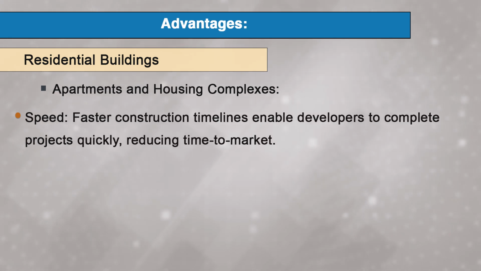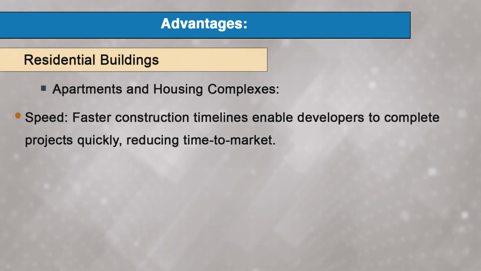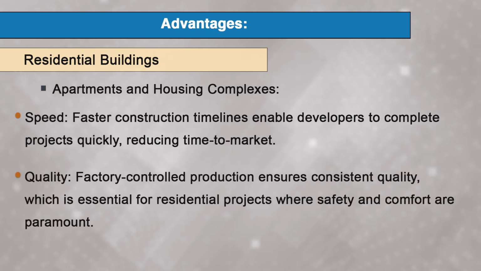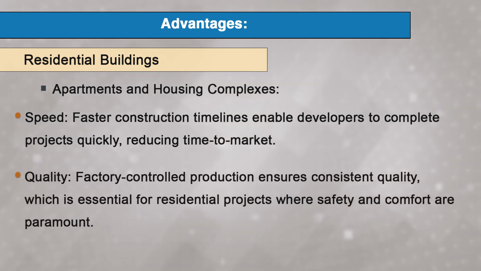Its key advantages include the speed, that is faster construction timelines enable developers to complete projects quickly, reducing time to market, and the quality, that is factory controlled production ensures consistent quality, which is essential for residential projects where safety and comfort are paramount. If we could take one example, in a high rise apartment building, precast wall panels and floor slabs can be installed quickly, reducing the overall construction time and allowing for faster occupancy.